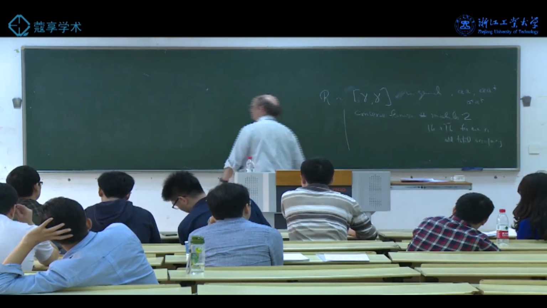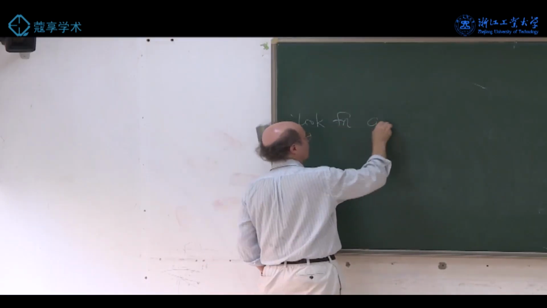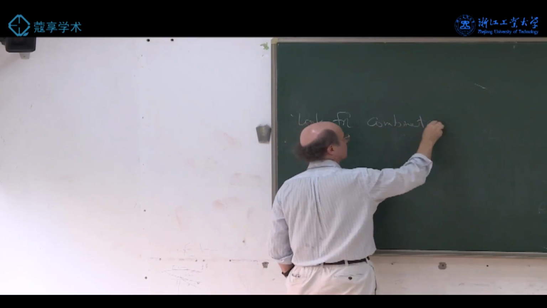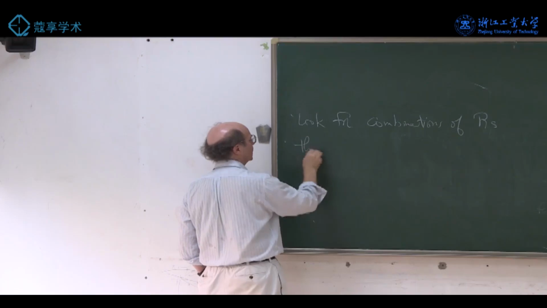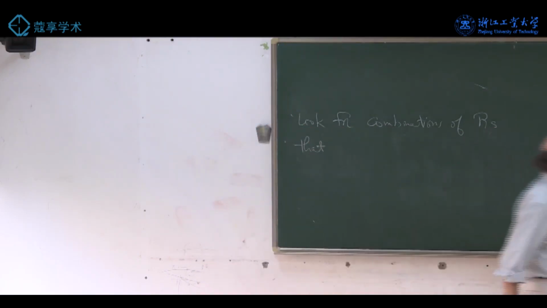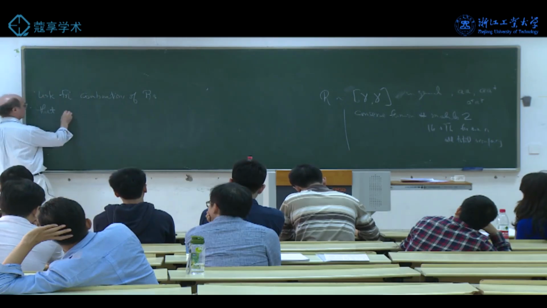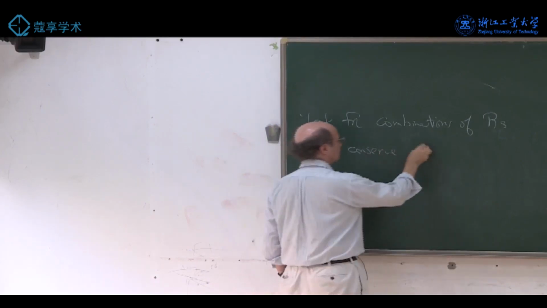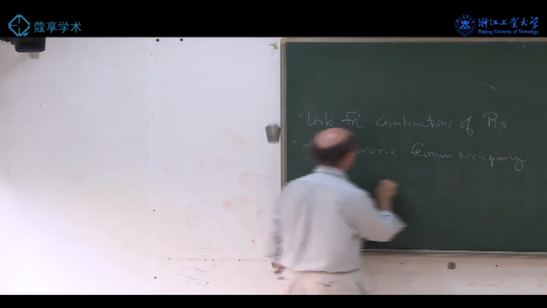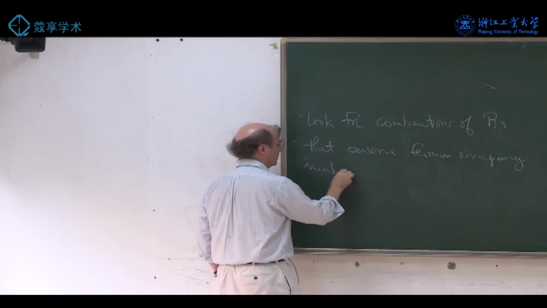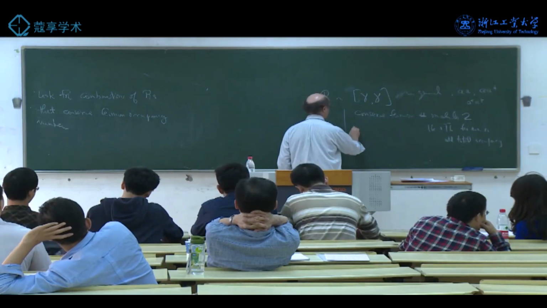We can look for combinations of R's that contain only AA daggers, or to put it another way, that conserve the fermion occupancy number. So for instance, a simple one is R12.